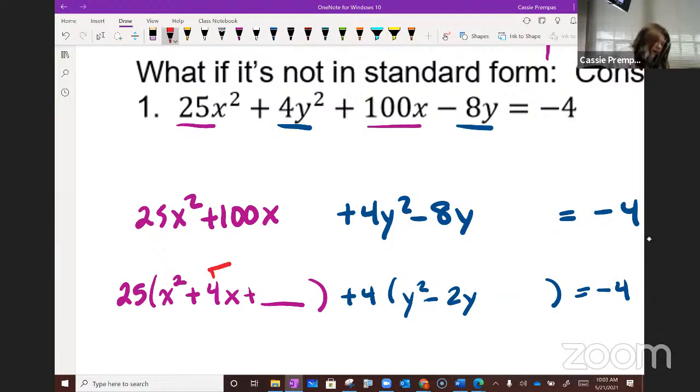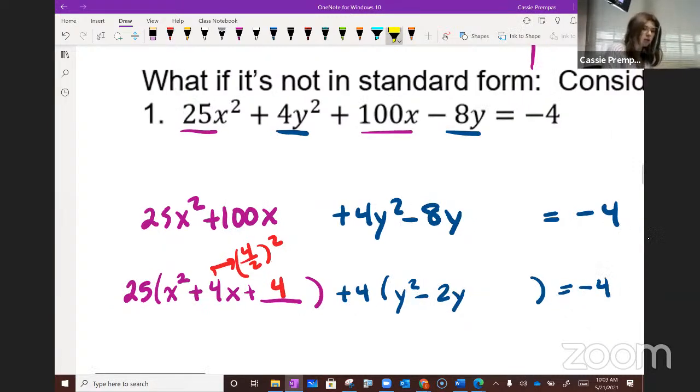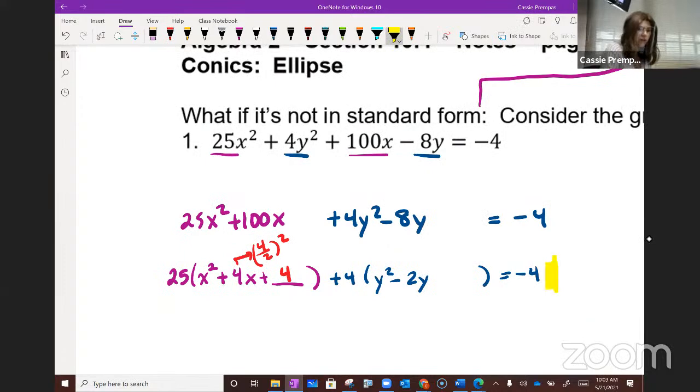So quick reminder of how to do that. Take the middle term, divide it by 2, and square it. Half of 4 is 2. 2 squared is 4. But now, what number do I need to add to the other side of the equation? Is it just 4? It's 100. Awesome. I have to take into account that distributive property. So I have to take into account 25 times 4. So I'm actually going to have to add exactly 100 because that's 25 times 4.